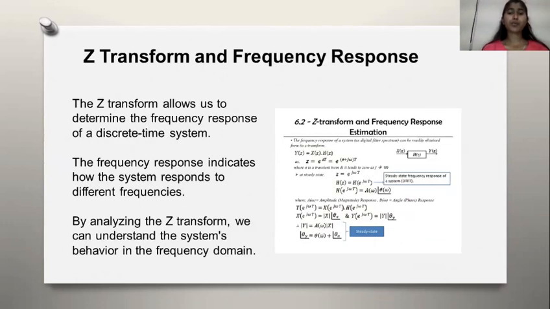Now, the Z transform and the frequency response. The Z transform allows us to determine the frequency response of discrete time systems. The frequency response indicates how the system responds to different frequencies. By analyzing the Z transform, we can understand the system's behavior in the frequency domain. The Z transform and the frequency response estimation is given in the respective figure.